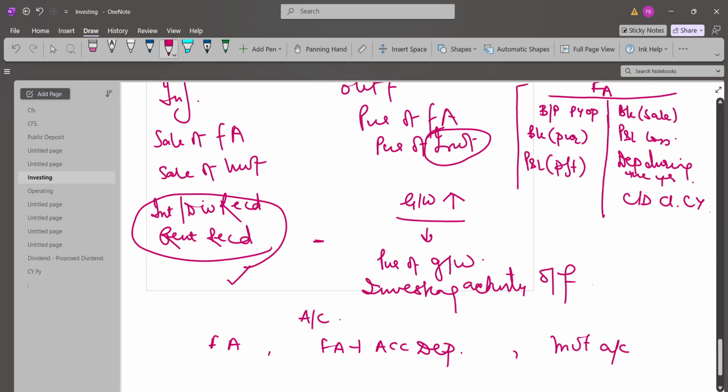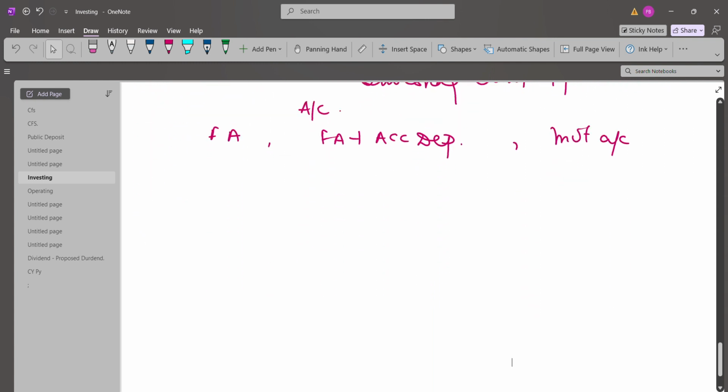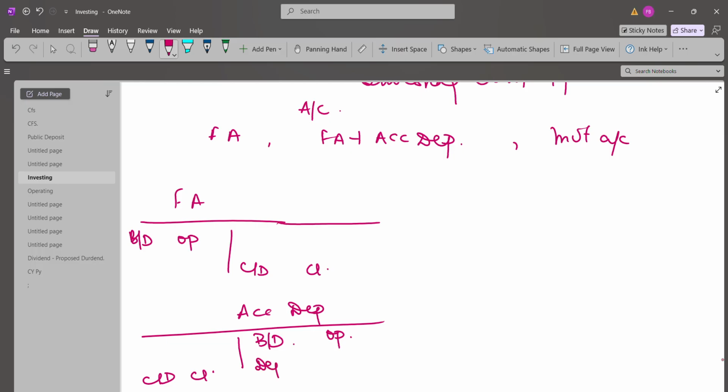Here, if we have one account, this is the format. If we prepare two accounts, the format looks like this. We will have one fixed asset account and an accumulated depreciation account. Accumulated depreciation brought down comes on the credit side, and fixed asset brought down comes on the debit side. The opposite is for the closing balance. We have here depreciation during the year on all assets, which is used in operating activities.